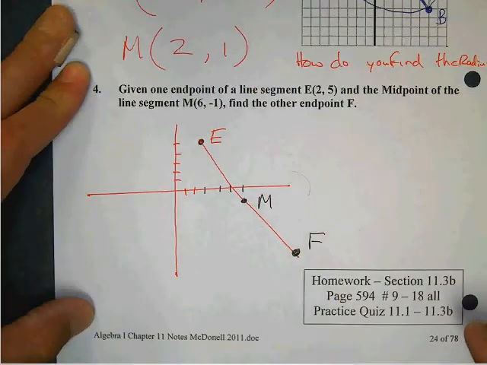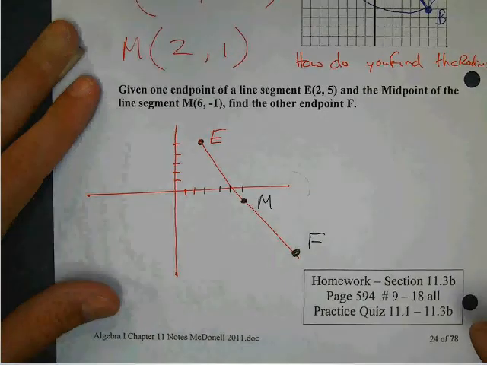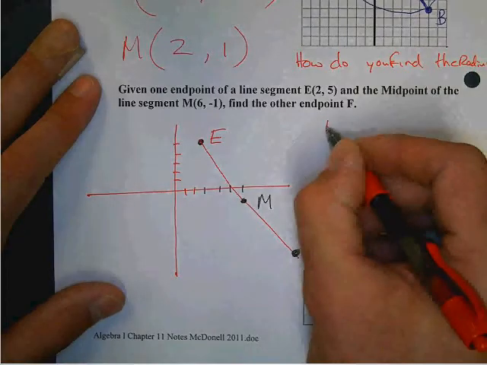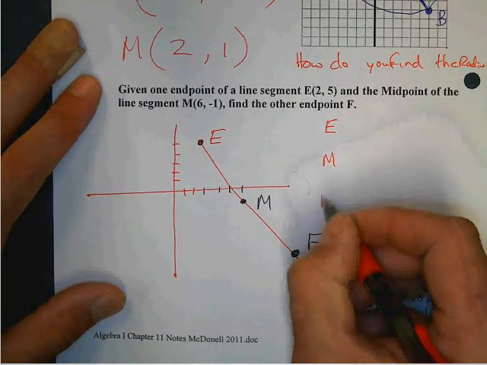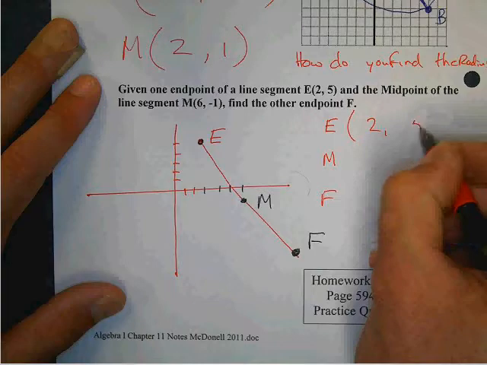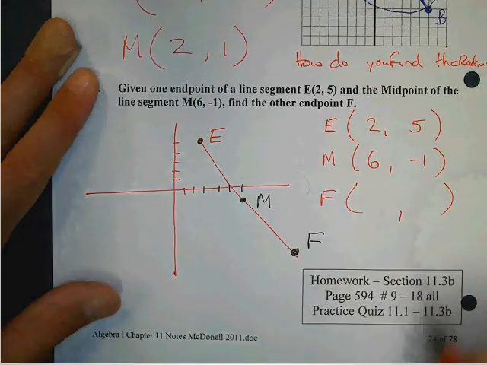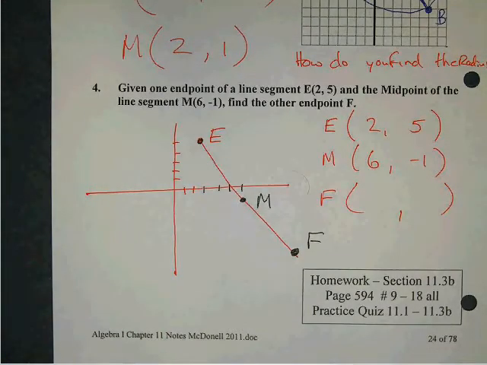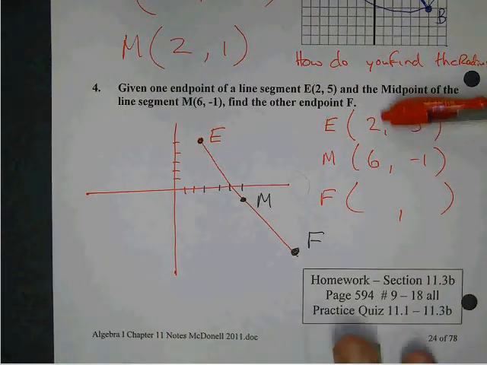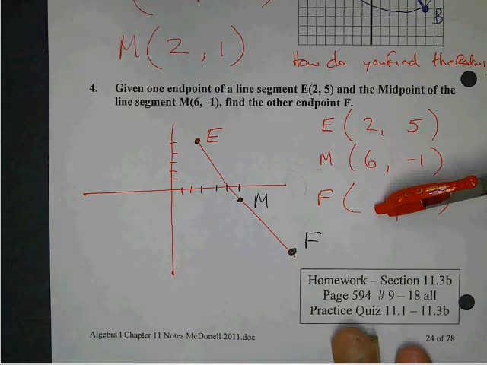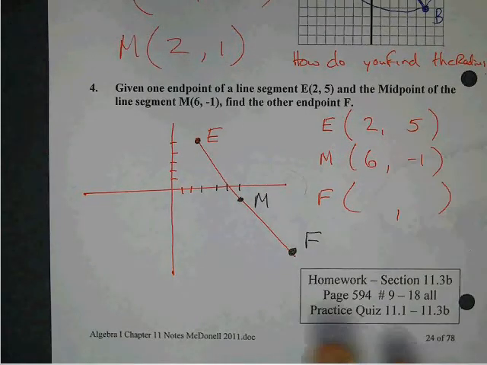Right in the middle? How could I figure it out? Here's E, here's M, here's F. Let me show you how you think through this. Guys, look at 2 and 6. How far from 2 to 6? How far do you think it should be from M to F? Should it be 4 more? So if that's 4, then that should be 4. So what should this F point be?